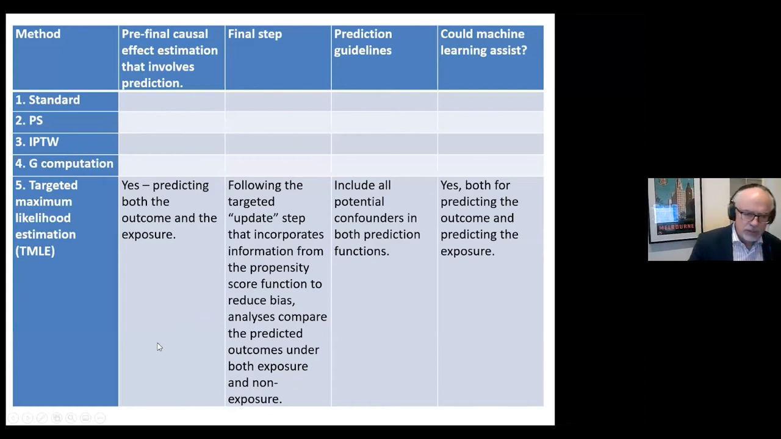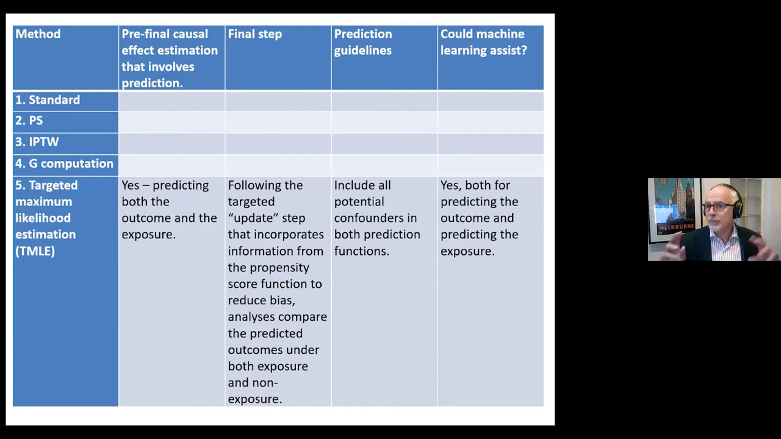Now, let's finally finish up with targeted maximum likelihood estimation. I've not done this myself before. I find it pretty head-spinny stuff. Some of you may know this better than me, but here's my rather basic take on it. Now, this is doubly robust. So you're basically doing some prediction on both the exposure and on the outcome. And it was actually developed by people coming from the computer science area.